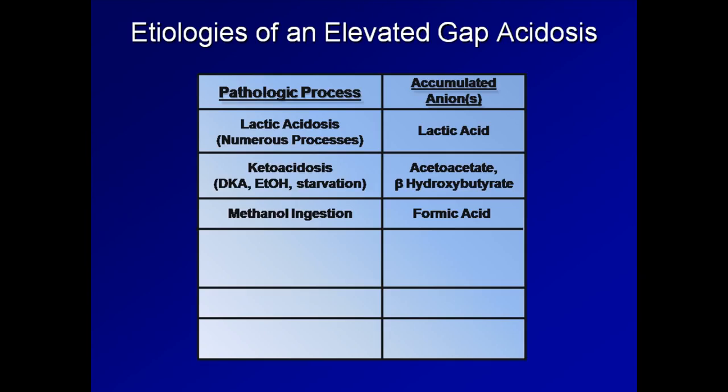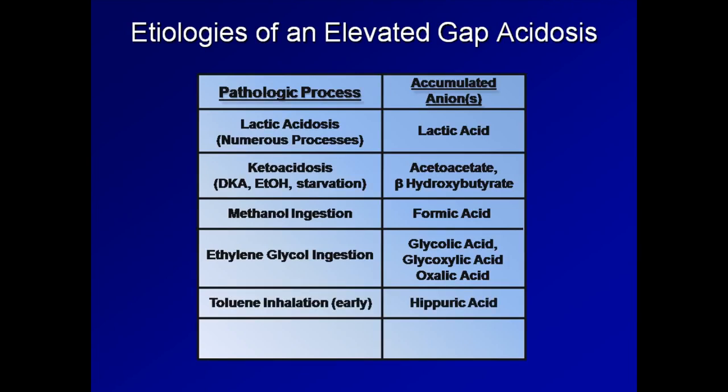Methanol ingestion leads to formic acid, and ethylene glycol is metabolized into glycolic, glyoxylic, and oxalic acids. Toluene inhalation from sniffing glue, if evaluated very soon after the exposure, can lead to high levels of hippuric acid. Finally, the acidosis which usually accompanies renal failure is the only example of one which can have an elevated anion gap but without the production of a new pathologic acid. Rather, as just mentioned, in renal failure a deficiency in excretion of phosphates and sulfates occurs, which contributes to the amount of unmeasured anions.